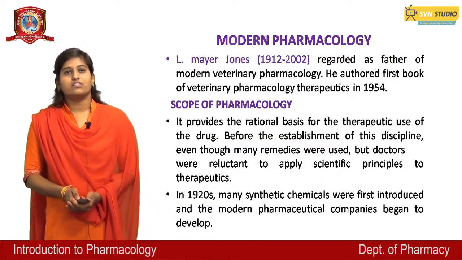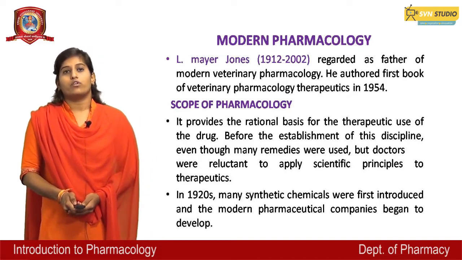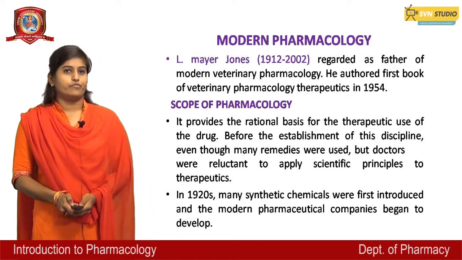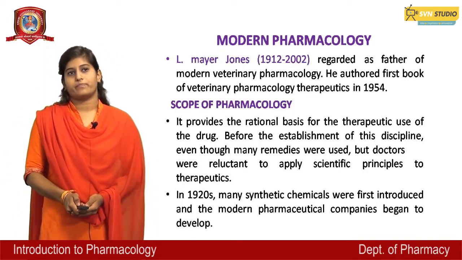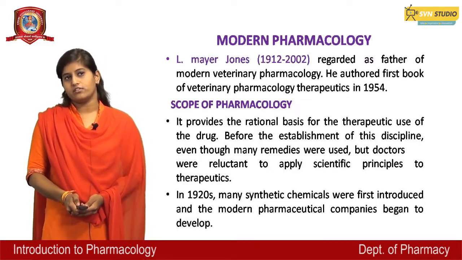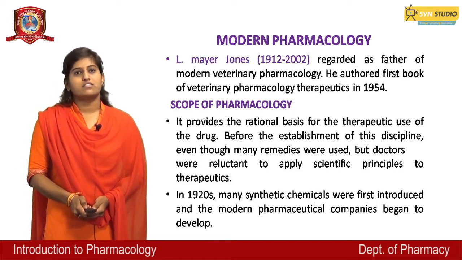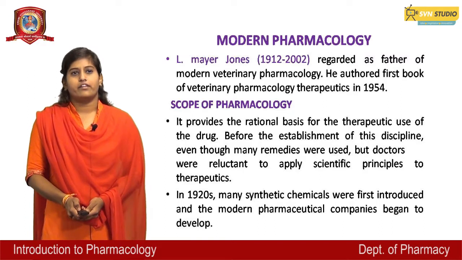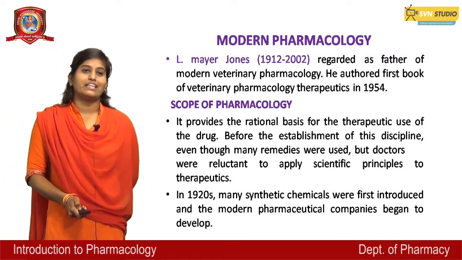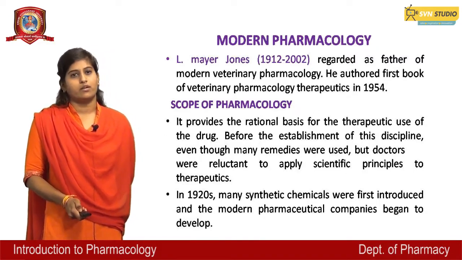Elmer Jones, 1912 to 2002, is regarded as the father of modern veterinary pharmacology. He authored the first book of veterinary pharmacology, Therapeutics, in 1954. Scope of pharmacology. It provides the rational basis for the therapeutic use of drugs. Before the establishment of this discipline, even though many remedies were used, doctors were reluctant to apply scientific principles to therapeutics. In the 1920s, many synthetic chemicals were first introduced and modern pharmaceutical companies began to develop.